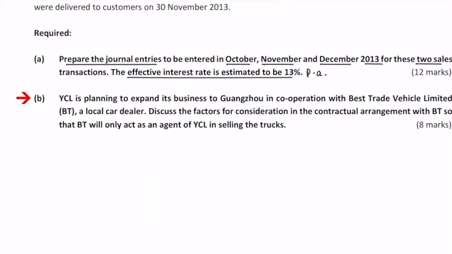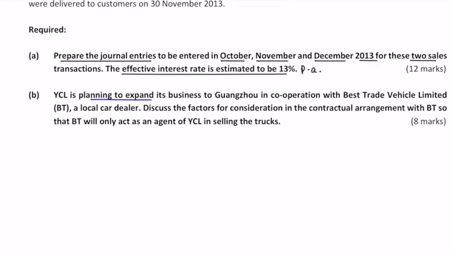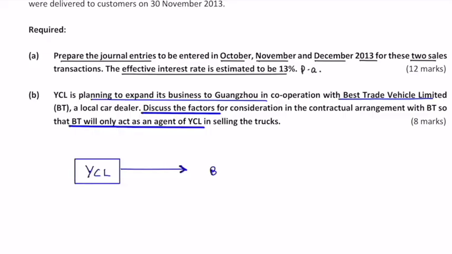Now look at part B. YCL is planning to expand its business to Guangzhou in cooperation with BT Vehicle Limited, a local cars dealer. Discuss the factors for consideration in the contractual arrangement with BT so that BT will only act as an agent of YCL in selling the trucks. YCL through BT to customer.